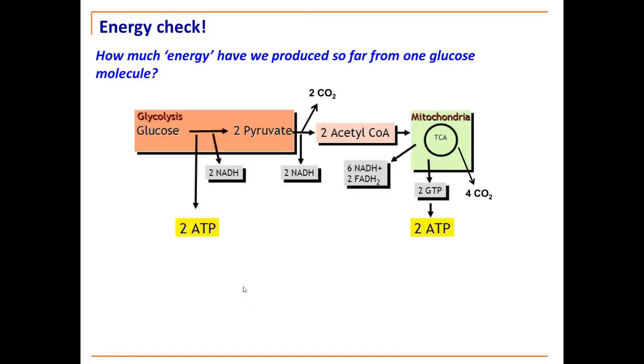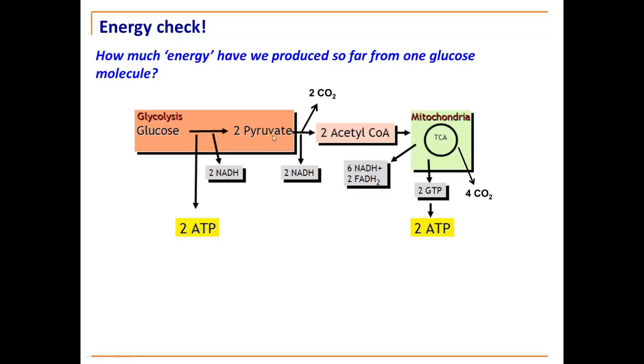Okay, so we're going to do a quick energy check. What's actually happening? What have we produced so far? So, glycolysis. Glucose takes place in the cytoplasm, remember. Glucose to pyruvate, or two pyruvate molecules. We have two NADHs and two ATPs at this stage.